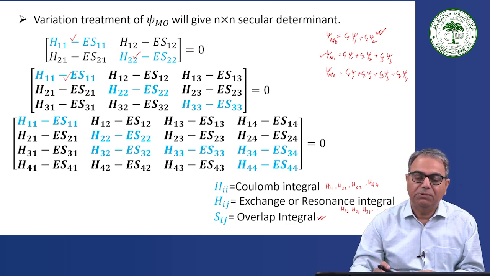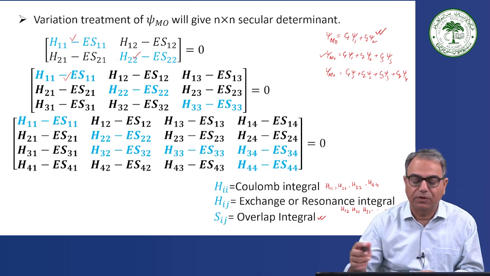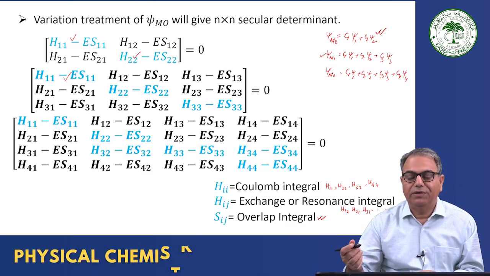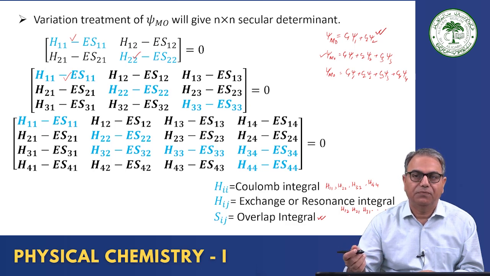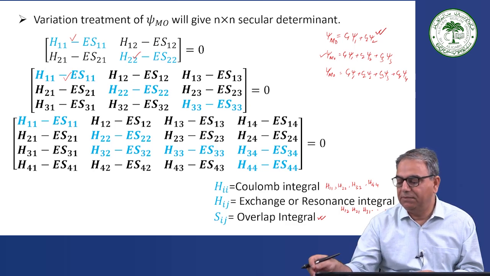So in this HMO approximation, we will not do the actual variation treatment. We will start by writing the circular determinant of a particular system. So how will you write this? The easiest way is to count the number of pi electrons present in the system, or the number of electrons which you have to treat. So if you have a cyclopropene system, you have only 2 pi electrons, but you have 3 carbon atoms. Each carbon atom will contribute 1 pz orbital, and for that system you will have a 3 by 3 determinant. We will see later on.